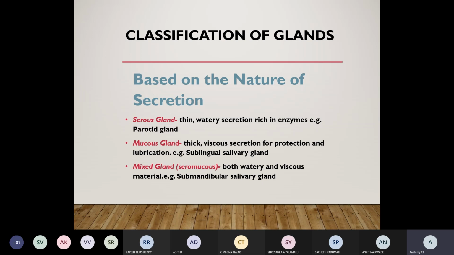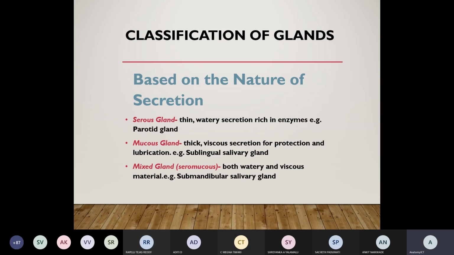In the mucus gland, the secretion is thick and viscous, for protection and lubrication, as in the sublingual salivary gland. Whatever the secretion from the gland, when the pH is low, to prevent that we have the mucus secretions. Or else whenever we eat very spicy food, to prevent damage we release the mucus, so that the mucus protects this particular part of the epithelium.